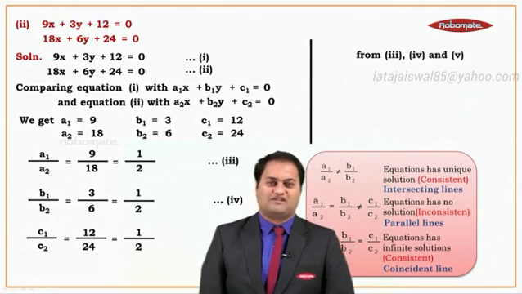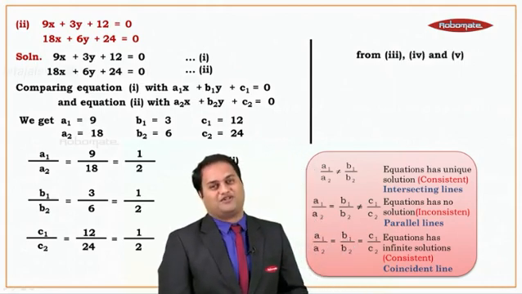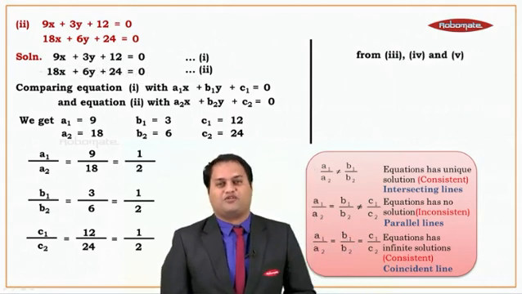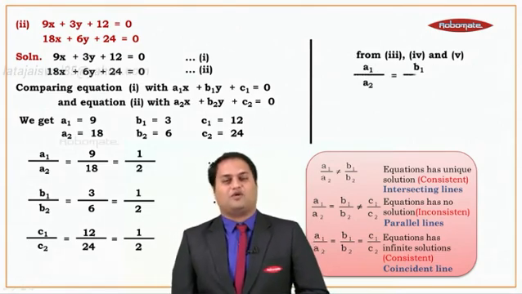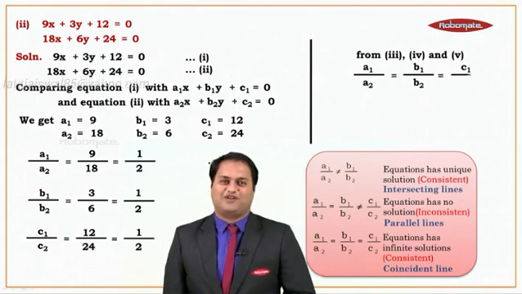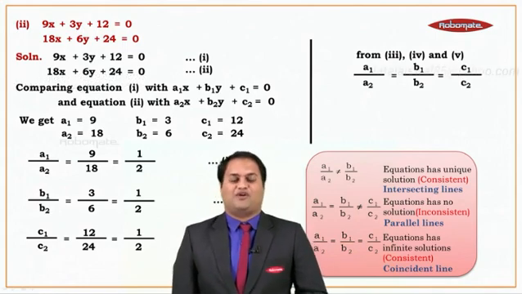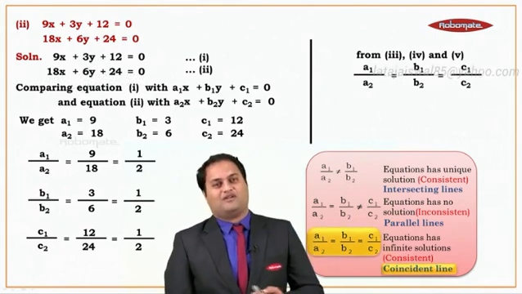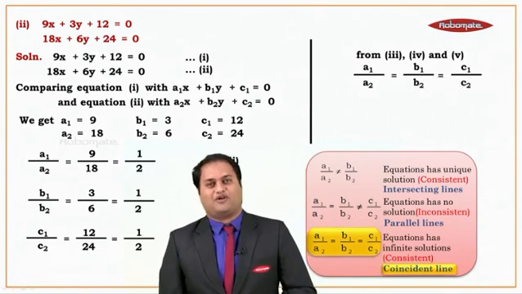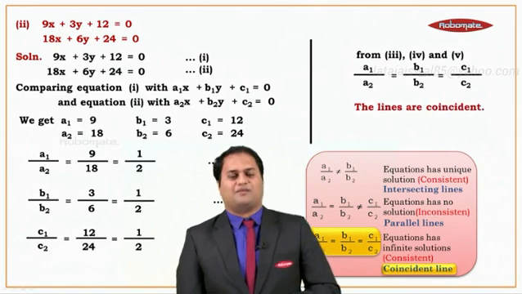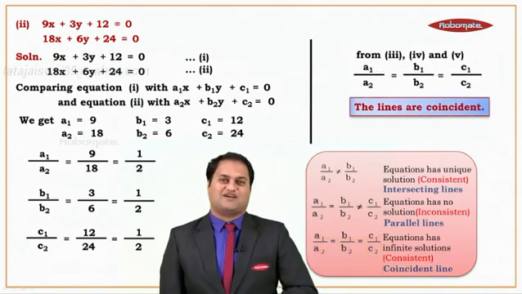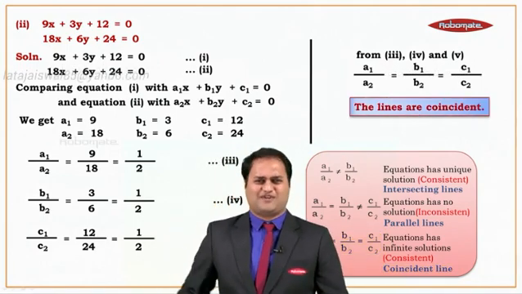Number these equations as equation 3, equation 4 and equation 5. From 3, 4 and 5, what do we get? We get A1 upon A2 is equal to B1 upon B2 is equal to C1 upon C2. When all the three ratios are equal, the equations have got infinite solutions and the lines are coincident or overlapping, one and the same. So lines are coincident is the conclusion that you all need to write. Simple? Let's see one more sum.